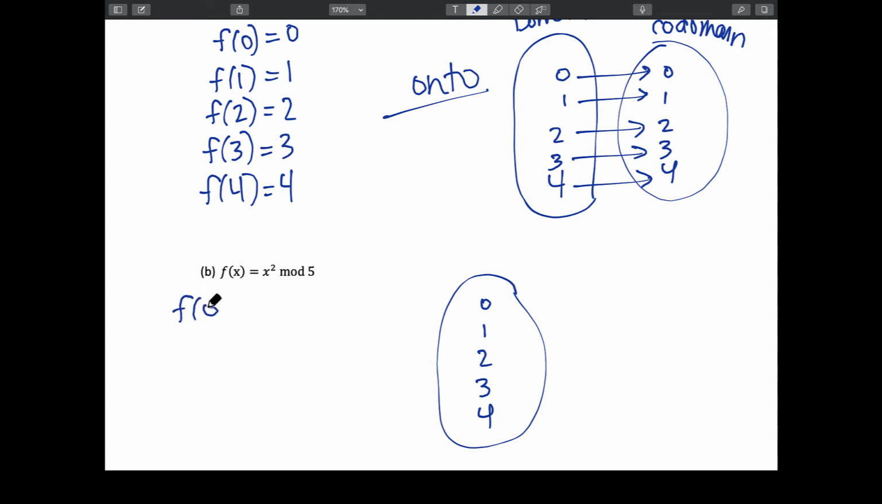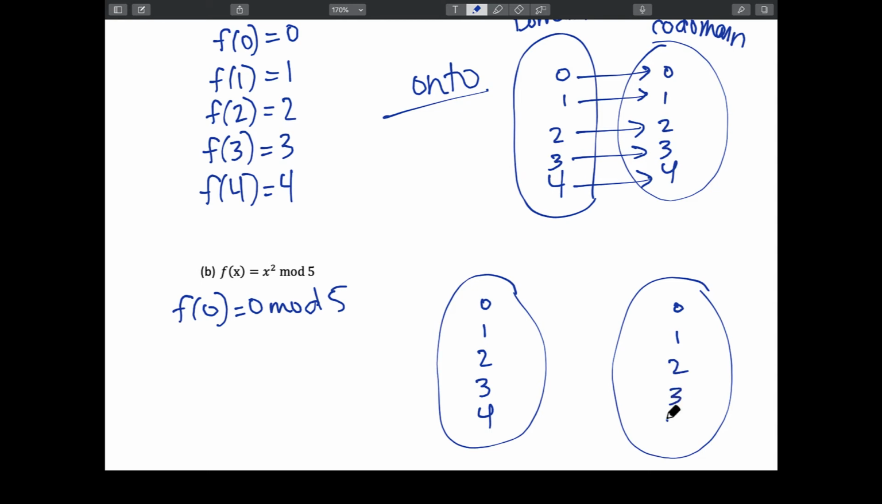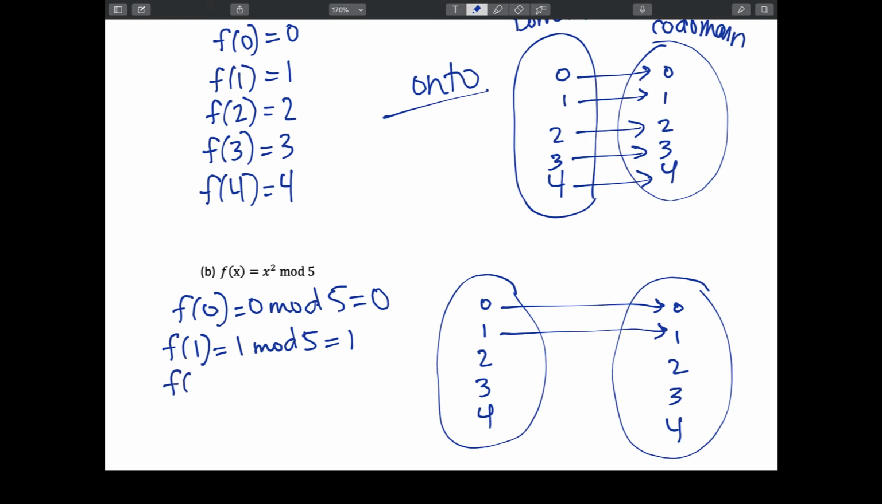Well, f of 0 is 0 mod 5, which is 0. F of 1 is 1 squared, or 1 mod 5, which is 1. So far so good. We're hitting a few of them. F of 2 is 4 mod 5. So far no repeats.